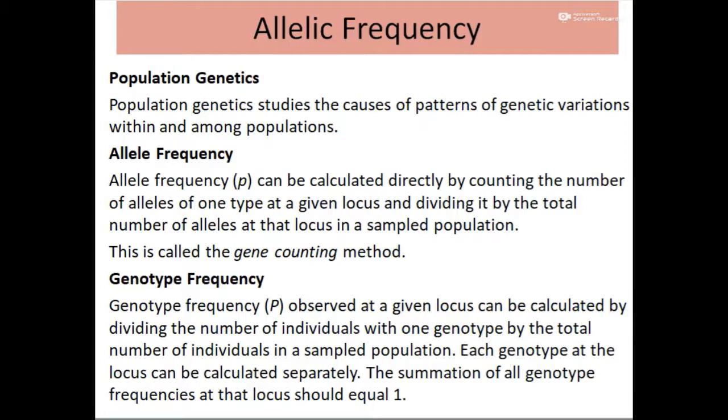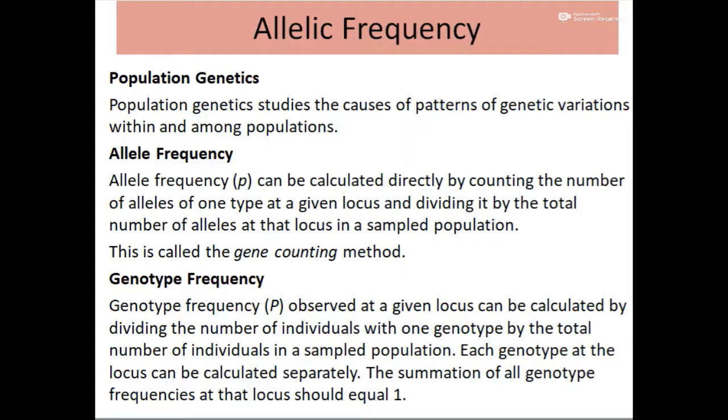Now, what is allelic frequency? Allelic frequency is calculated directly by counting the number of alleles of one trait at a given locus and dividing it by the total number of alleles at the locus in a sampled population. And this is called the gene counting method.